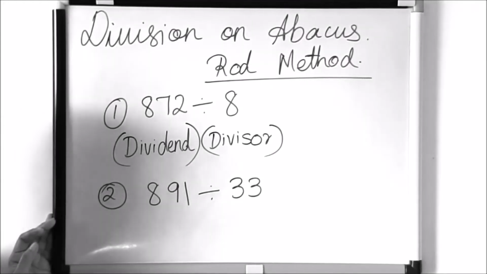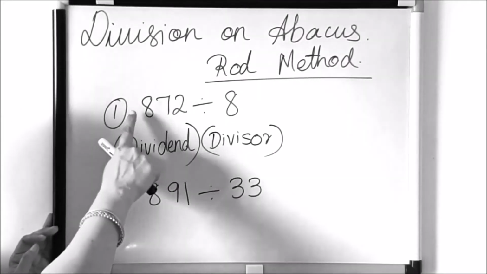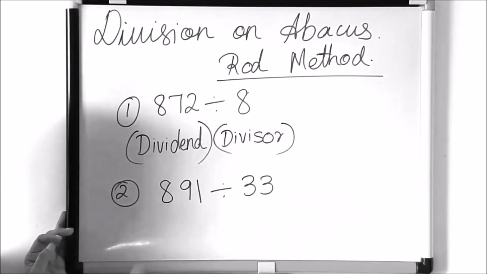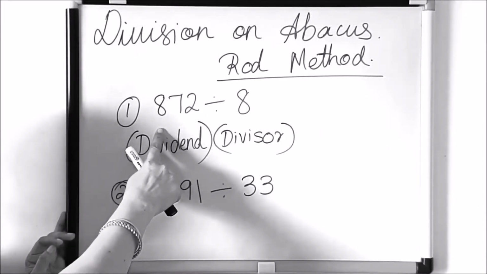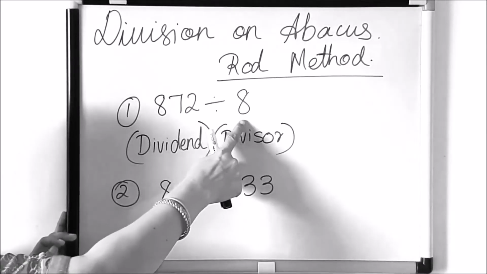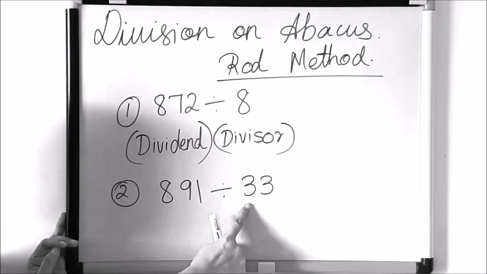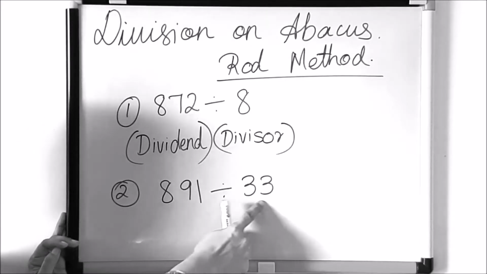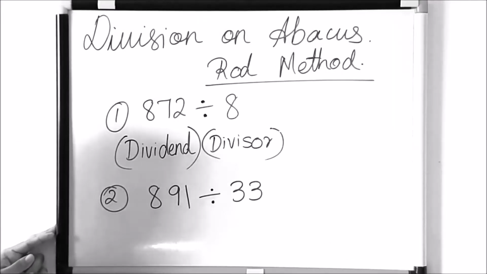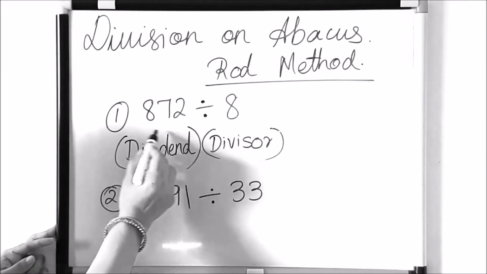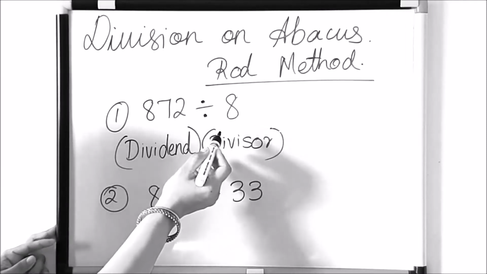Hello everyone. Today we are going to continue division on abacus rod method. In the previous video I have already shown how to do division with single divisor. Today we are going to learn how to do division with two-digit divisor. So the first step is to count the number of digits and minus.